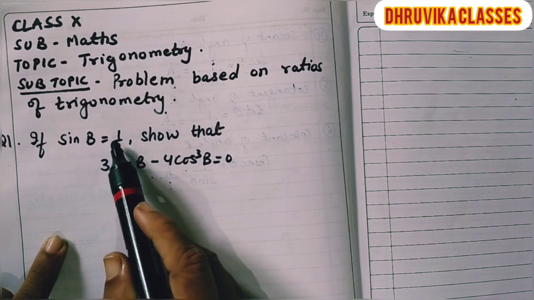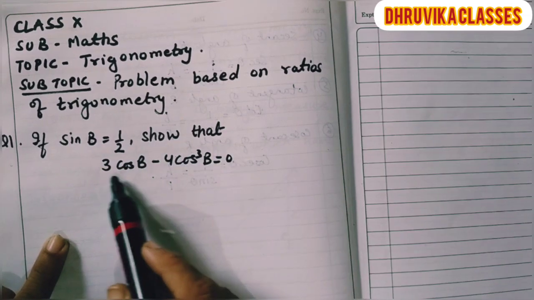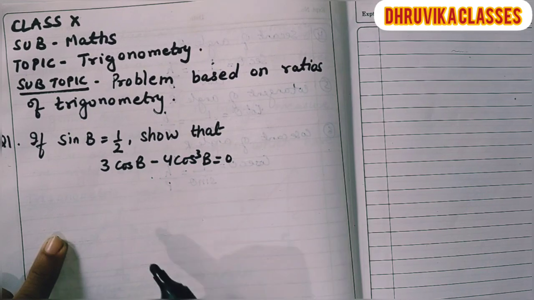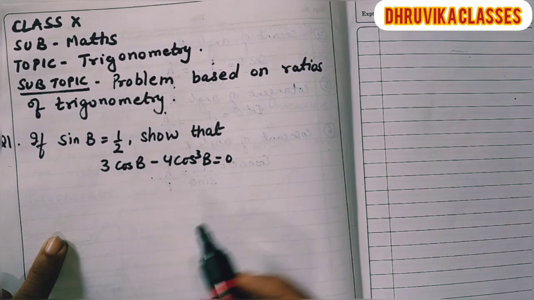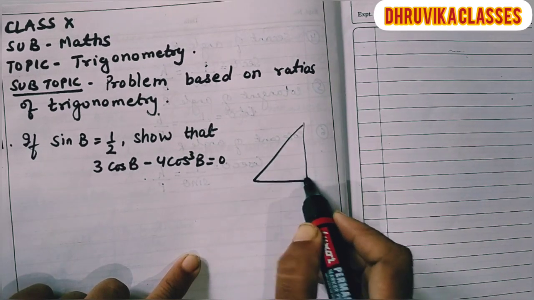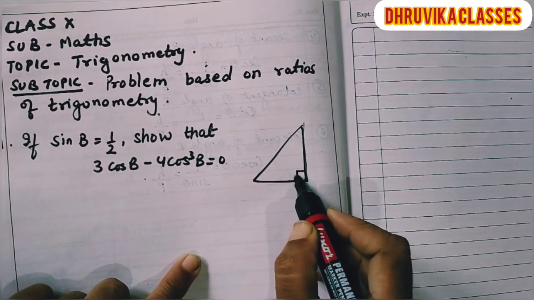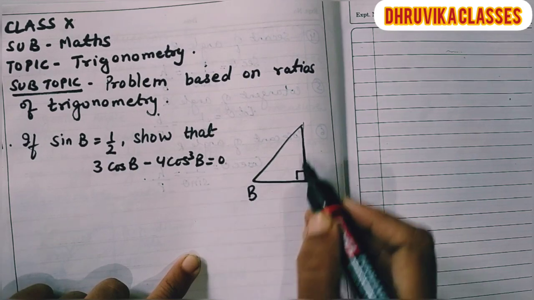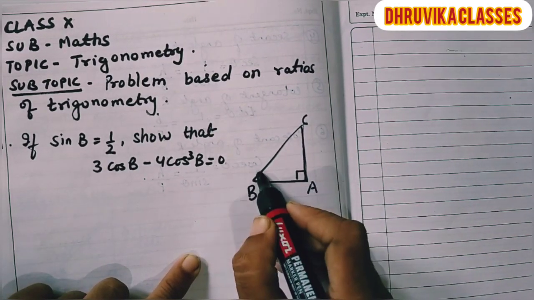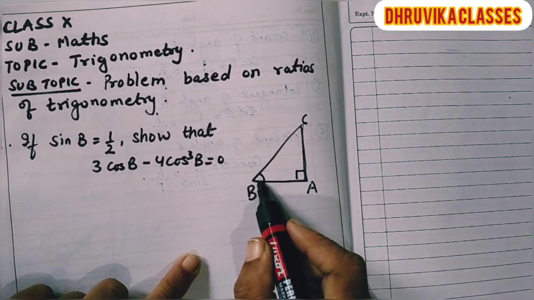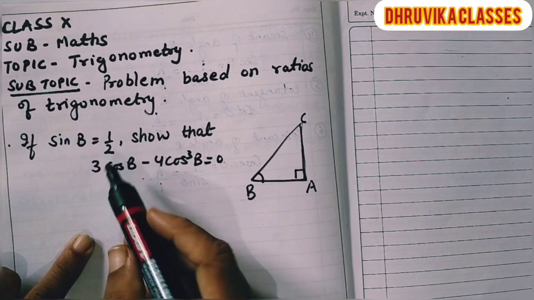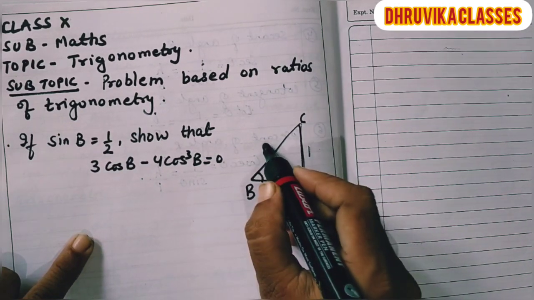If sin B is 1 by 2, show that 3 cos B minus 4 cos cube B is equal to 0. This is the problem given to us and we have to solve it. So suppose we imagine a triangle like this. This angle is 90 degrees and this is angle B. Suppose this is B, C, A, and we are considering this angle B. So if this is angle B and sin theta is 1 by 2, it is perpendicular by hypotenuse.